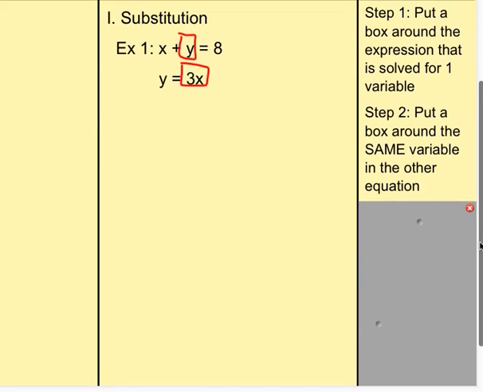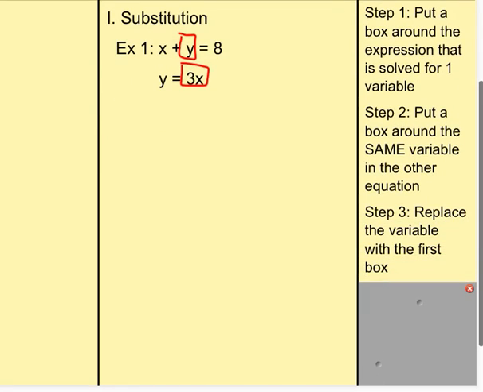Okay, so once you have your boxes set up, you replace the variable with the first box. So we're going to rewrite this equation as x plus, and you have to change the box to parentheses because there may be some situations where we have to distribute, equals 8. To check whether you did your substitution correctly, if your new equation has one variable, you're probably good. If you're still seeing two variables in your one equation, you probably replaced the wrong variable, or maybe you replaced the wrong box.